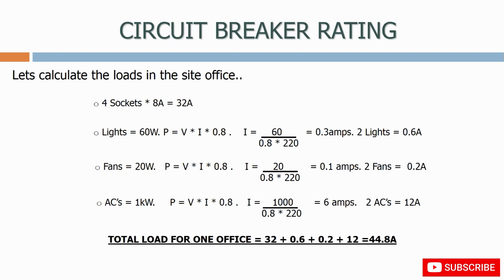Let's now add all these loads together. The total load for one office equals 32 amps, plus 0.6 amps, plus 0.2 amps, plus 12 amps, equals 44.8 amps. The question is, is this realistic?